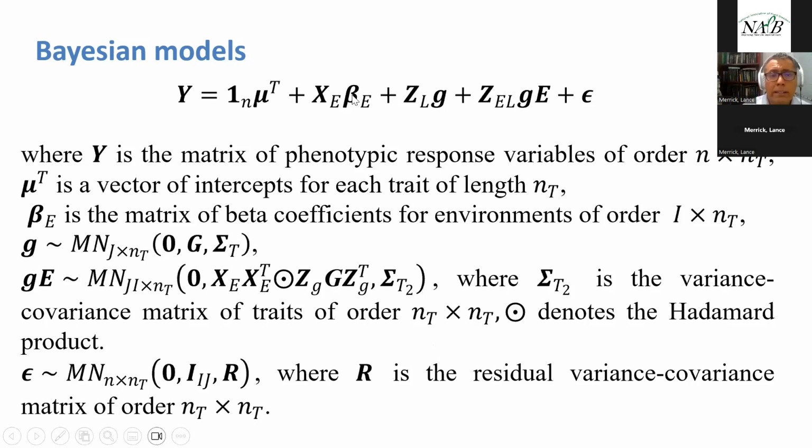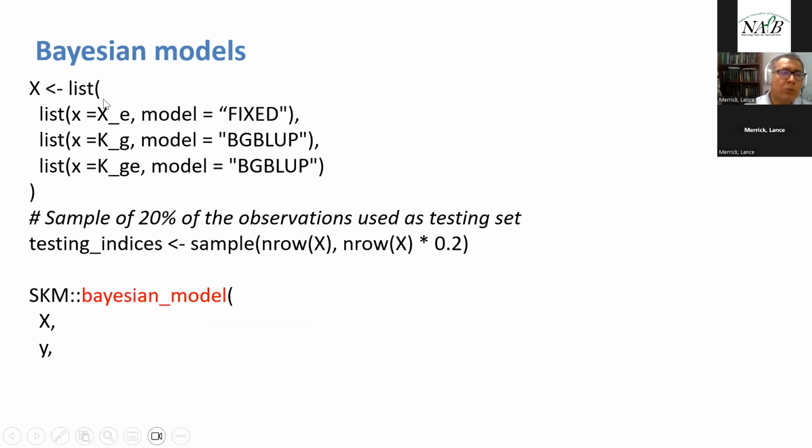In this case, you can see that I have three terms, three components: environments, lines, and genotype by environment interaction. And to be able to implement this model, you need to create a list. In this case, the first list corresponds to the effect of environment. The second list corresponds to the effect of lines or genotypes, and the third is for the genotype by environment interaction.